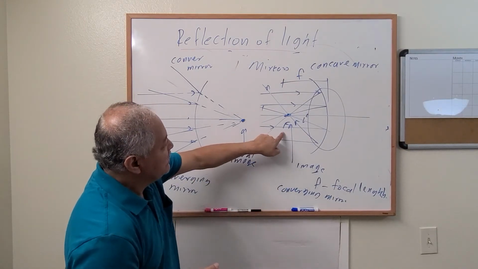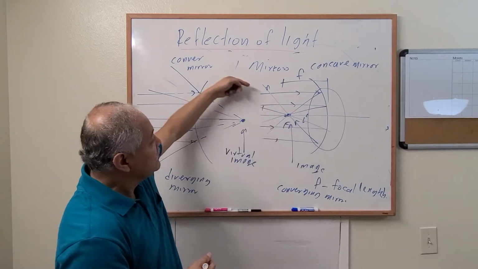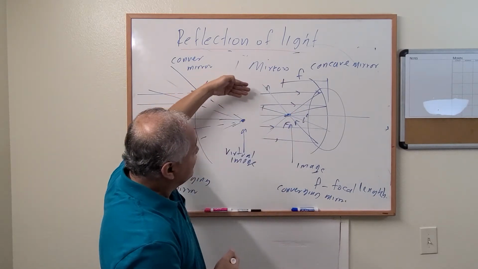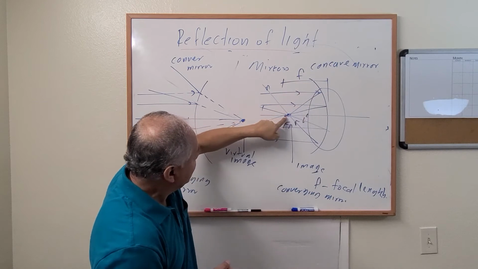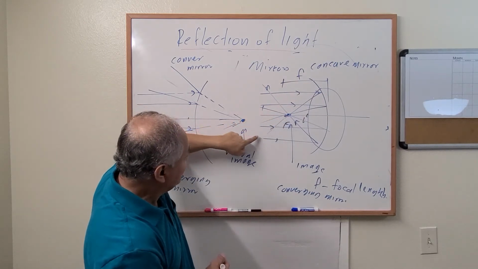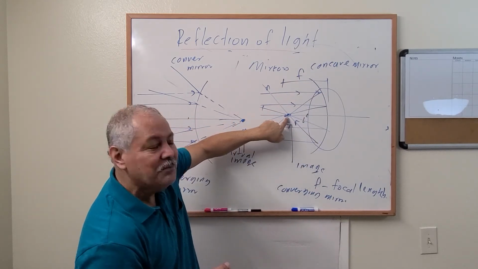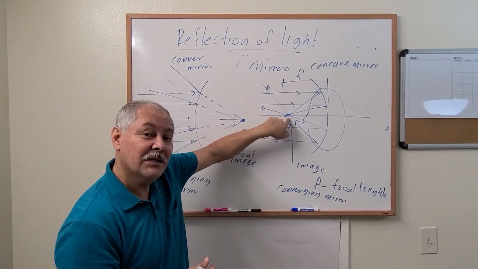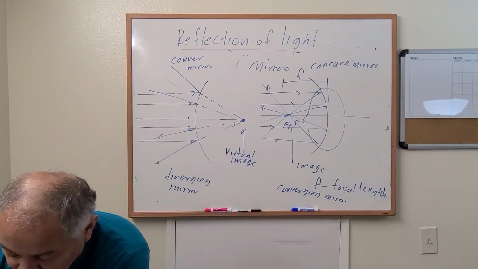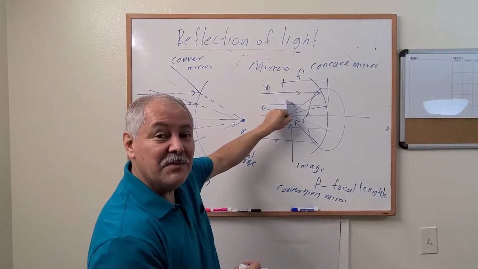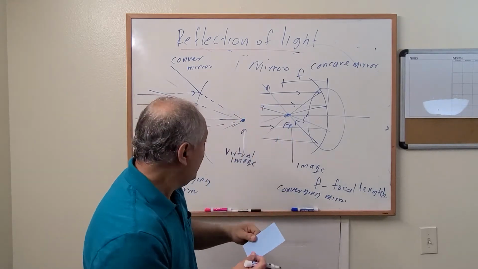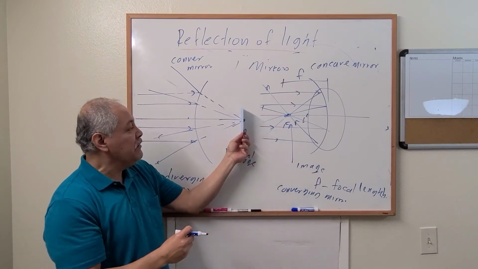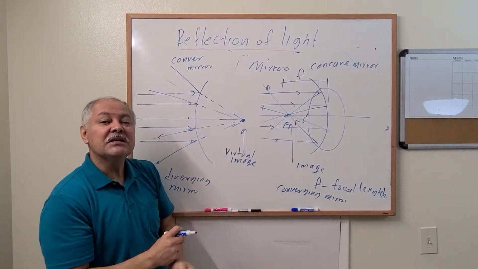What about this image? This image is real. Why? Because real light rays are coming, reflected, and pass through this point. Another ray is coming, reflected, and passes through that point. So real light is forming this image, and we can see the image on the screen. We have a screen right here. So the image is real. What about right here? Can we see the image behind the mirror? No, the image is virtual.